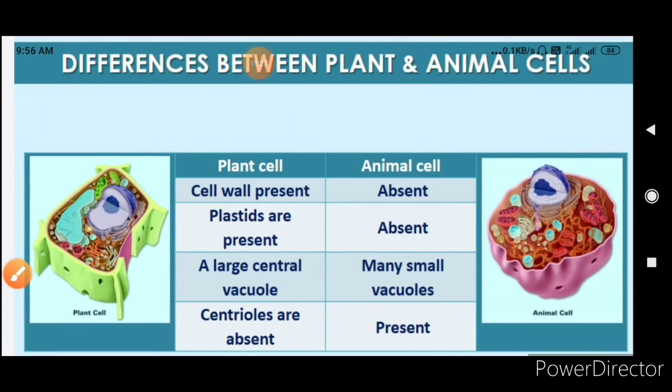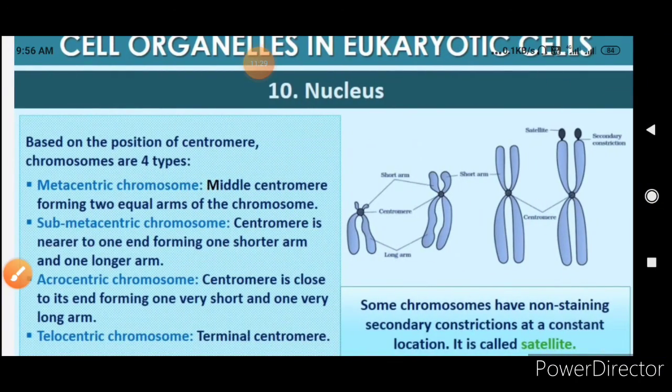So here we saw what? We saw 4 types of chromosome, that is metacentric, submetacentric, acrocentric and telocentric. And these kinds of chromosome structure are typically visualized during the cell division phases. Okay.